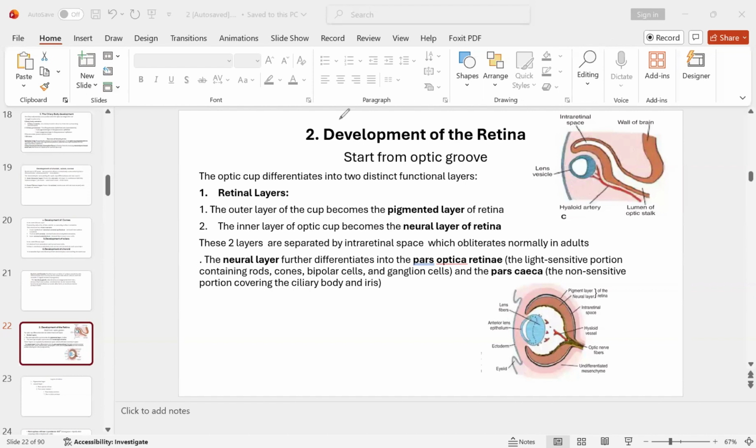So let's start the development of retina with the source of development of retina. The source for the development of retina is the optic cup. As I mentioned in the second lecture of the development of eye, the optic cup has three main derivatives: number 1 iris, number 2 ciliary body, and number 3 retina. We have discussed iris and ciliary body in our previous lectures, and in today's lecture we will be studying the retina.